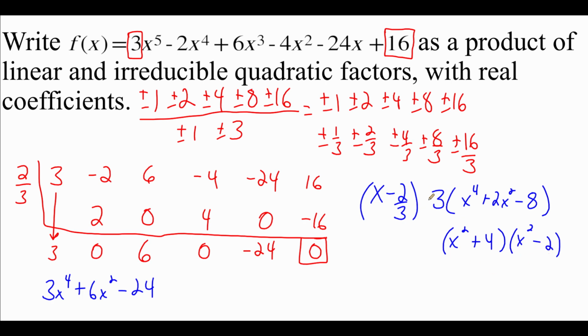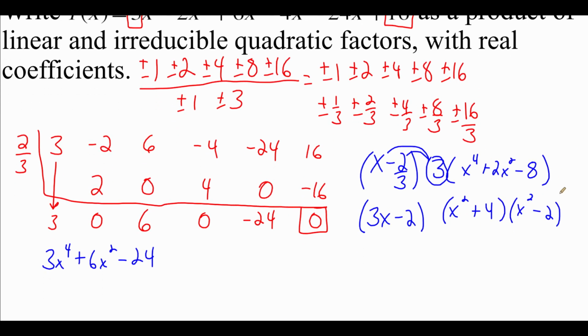Now I'm not just going to leave this 3 hanging out in here. What I'm actually going to do is take the 3 and distribute it into this first factor, because when I take the 2/3 times this 3, that's going to help me cancel out some of the fractions in there. So 3 times x will give me 3x, and 3 times negative 2/3 is going to be negative 2. Now, as I'm looking at these factors on the back end that we just got from factoring out that quartic function, I want to check to see if I can break them down any further. I want to see if any of these quadratics are reducible.